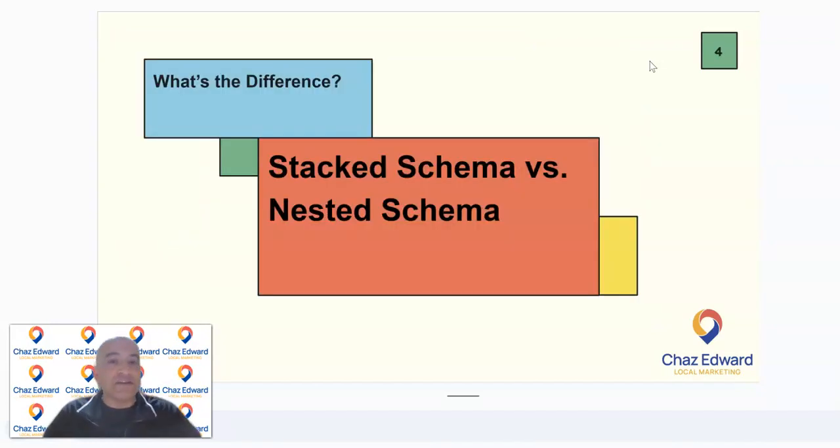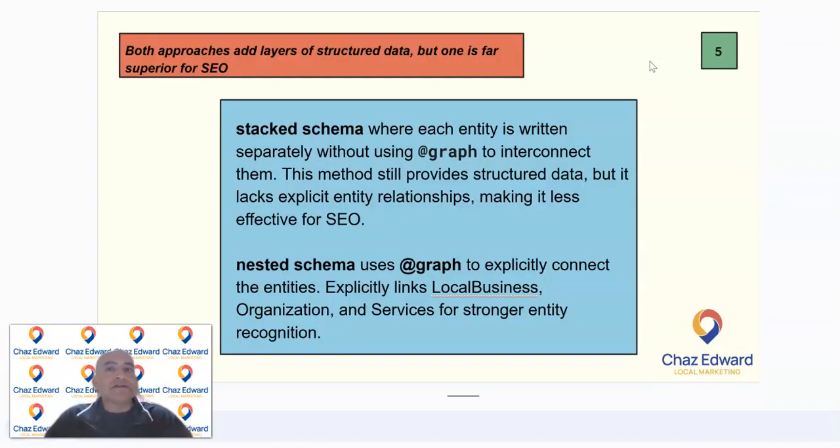So what's the difference between stacked schema versus nested schema? Both approaches do add layers of structured data, but one is far superior for SEO. So let's start with stacked schema, where each entity is written separately without using @graph to interconnect them. This method still provides structured data, but it lacks explicitness in the entity relationship, making it less effective for SEO. Nested schema uses @graph to connect the entities, explicitly links local business, organization, and services for stronger entity recognition.